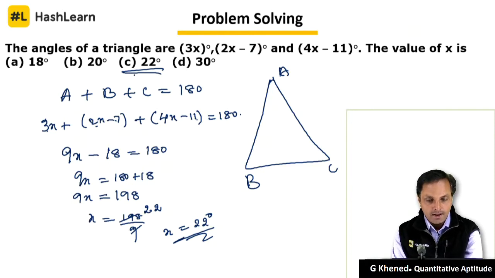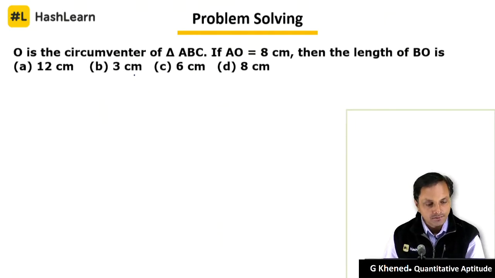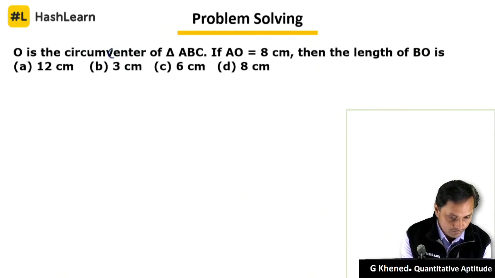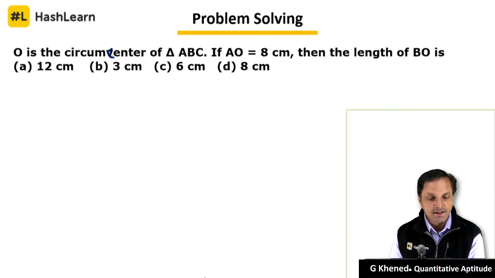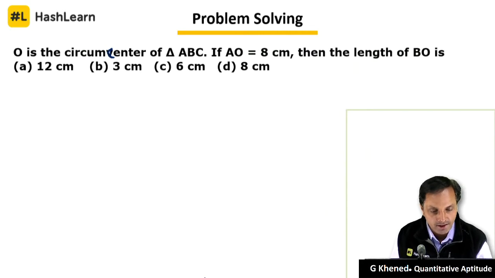Okay, any confusions? Fine. Let us go to the next example. O is the circumcenter of the triangle ABC. AO is equal to 8 centimeters, then the length of BO is what?